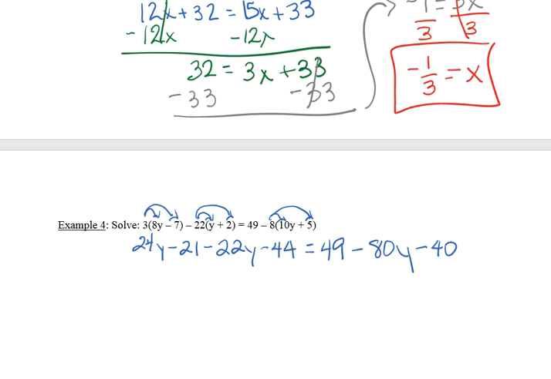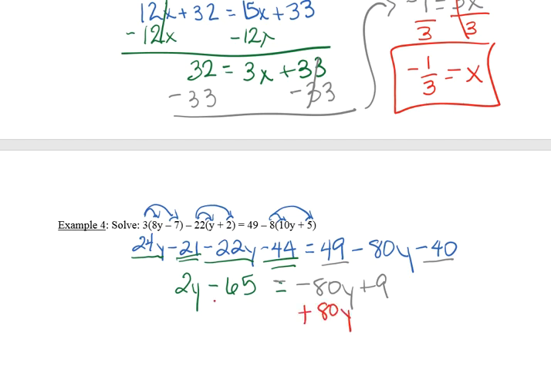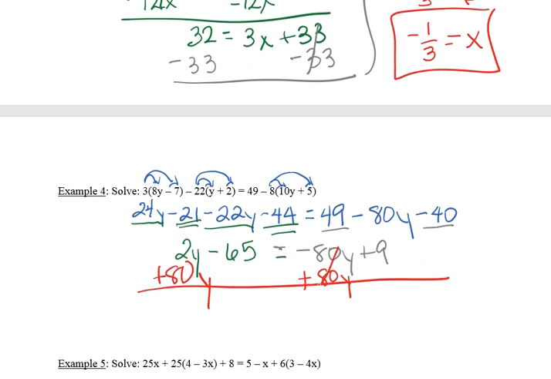Now we're going to see about combining like terms. The 24y and the negative 22y go together. Negative 21 and negative 44 are like terms. So everything on the left is together. On the right, those are the only y's. 49 minus 40 are my only constants. So now I have all my like terms together. To keep my y's positive, I should add my 80y's. 2y plus 80y is 82y.